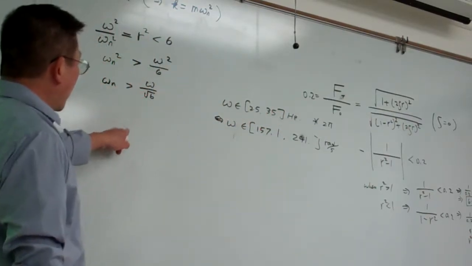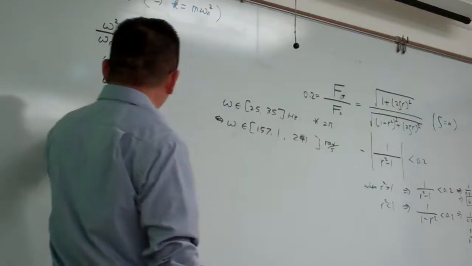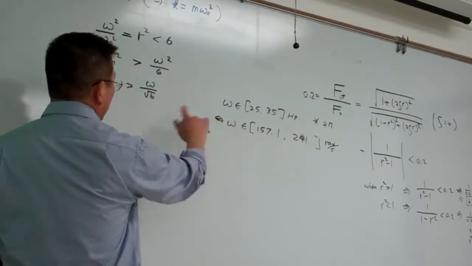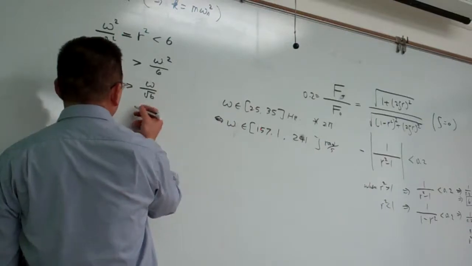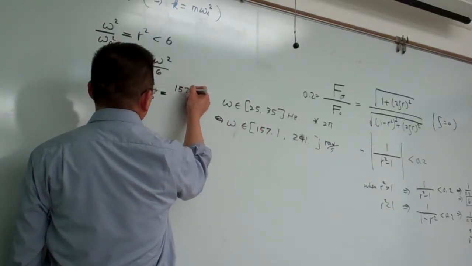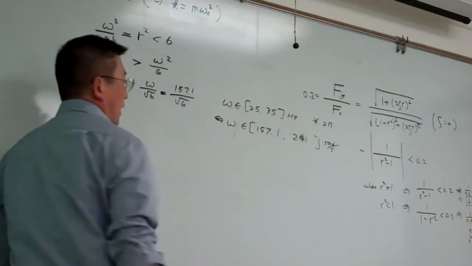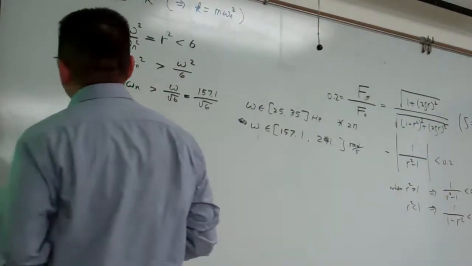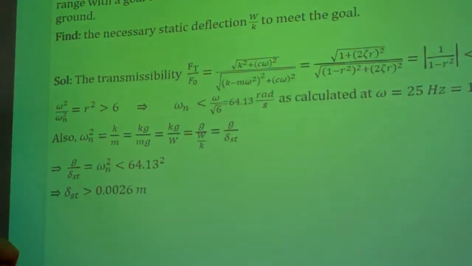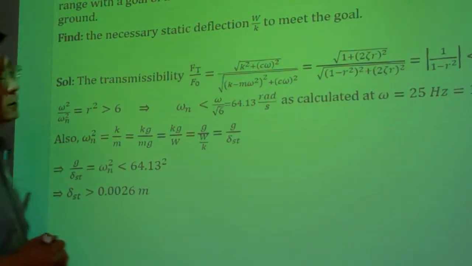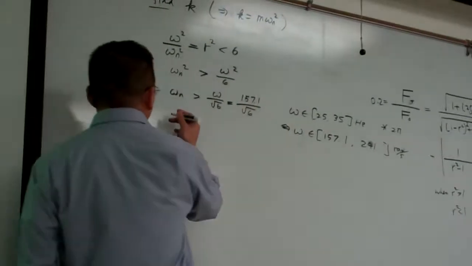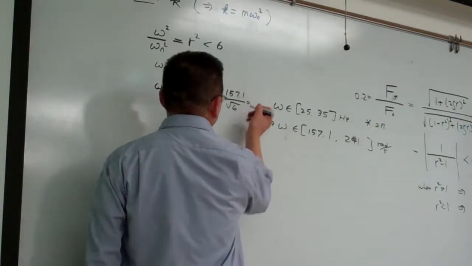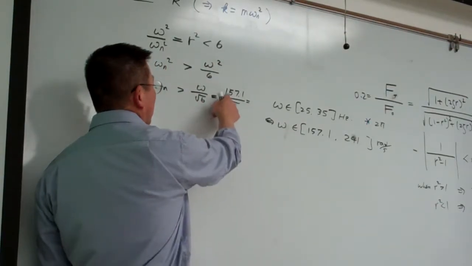So right now the omega is in this range, and omega n must be greater than this one. So we simply plug in the minimum value of omega here. So I plug in 157.1 divided by square root of 6, and that gives us the minimum value of omega n. Okay. So from here we can determine omega n, and on the other side, we want to determine the delta st. So from here, we determine omega n, then anyone has any calculation can help you? Calculate what is this number?